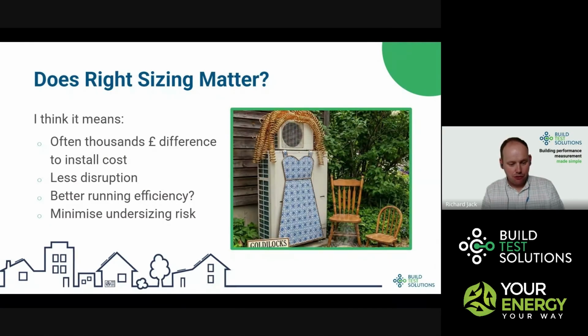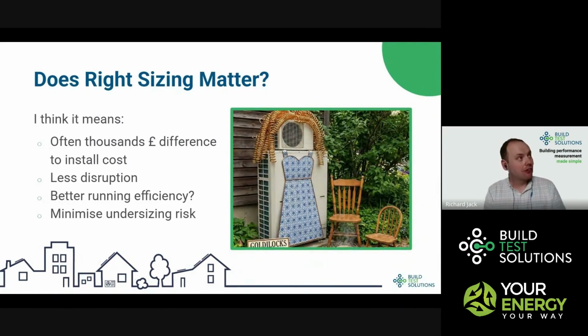So does right sizing matter? This is an AI depiction of a Goldilocks perfectly sized heat pump. There's a steaming bowl of porridge just outside the shot that I had to cut out because the AI generated text was complete nonsense. So does right sizing matter?